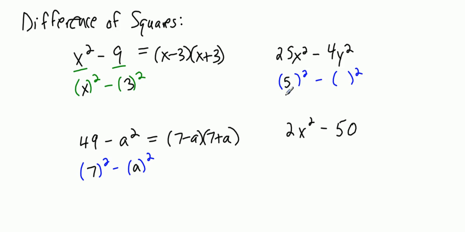Case here, something squared minus something squared. This is a 5 to get the 25, and an x to get the x squared, a 2 to get the 4, a y to get the y squared. So this must be 5x. I'll do this one plus first just to show you it doesn't matter.